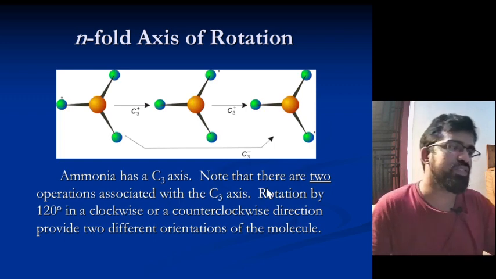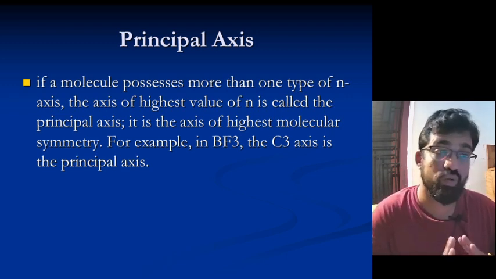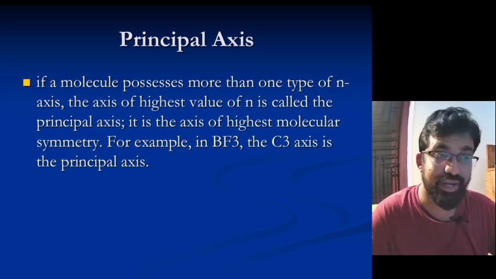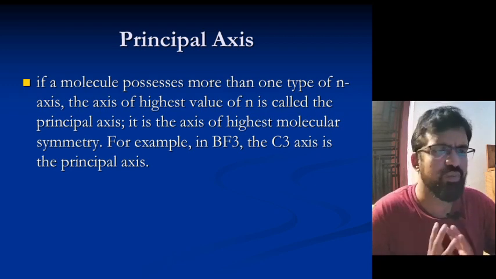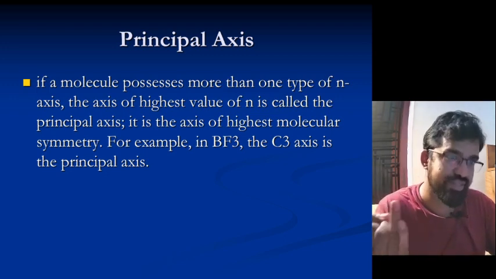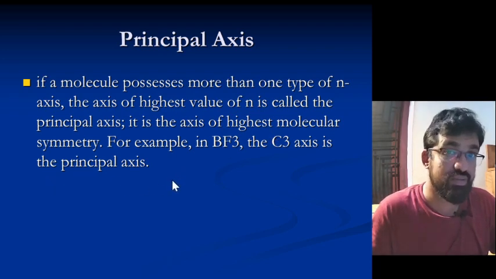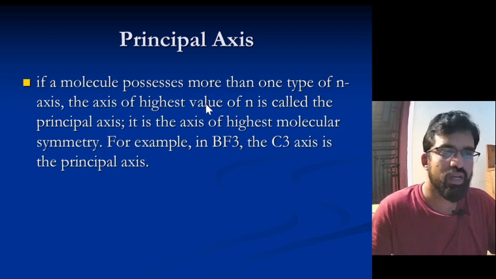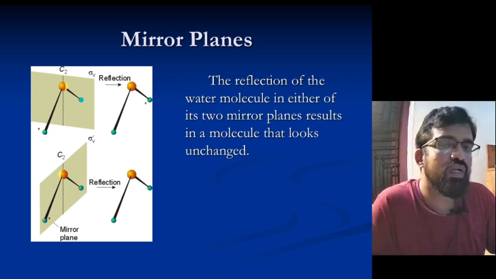I think you know the BF3 molecule shape. It has a C2 axis. You have an assignment: draw the C2 axis of the BF3 molecule, and also draw the C3 axis. In BF3 there are C2 axes, and the C1 axis is also there. Every molecule has a C1 axis, because 360 degree rotation gives the same appearance. C1 is there, C2 is there, C3 is there. The highest axis of rotation is C3, so the principal axis is C3. This is a very important definition; you may be asked in the 1 mark question set. That is all about the n-fold axis of symmetry.